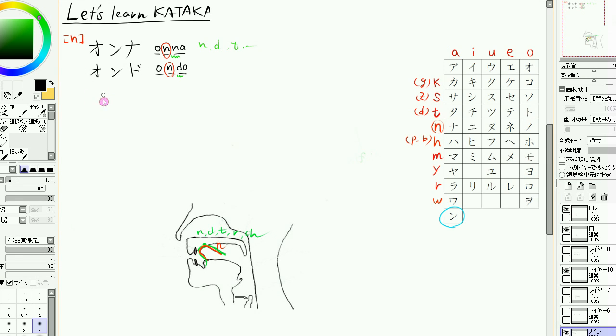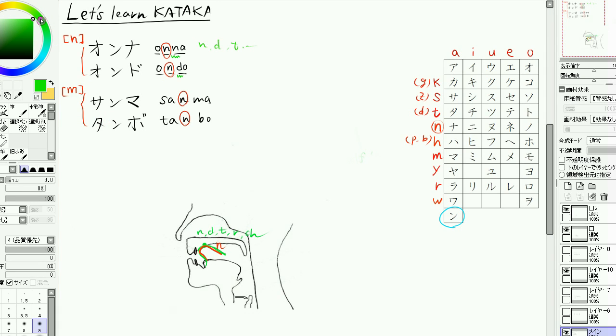Now let's move on to this next example. How about this? Well, this is where it gets difficult. Okay, how about this? Right. So how do you pronounce this N? Well, it's N, so of course it's N. No, it's not. Actually, very interestingly, it becomes an M.